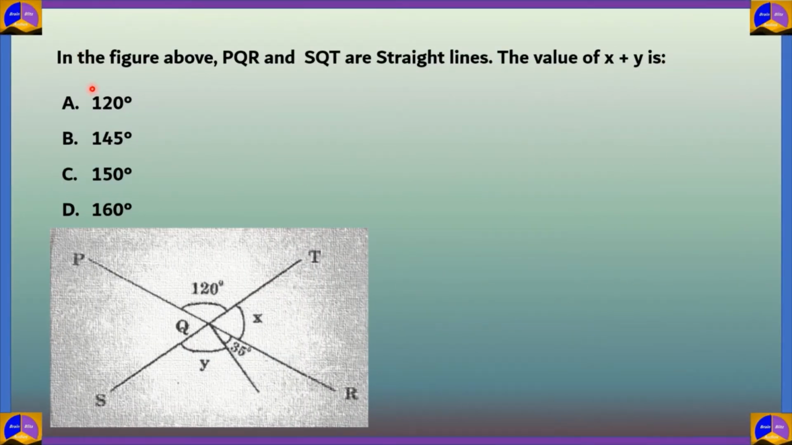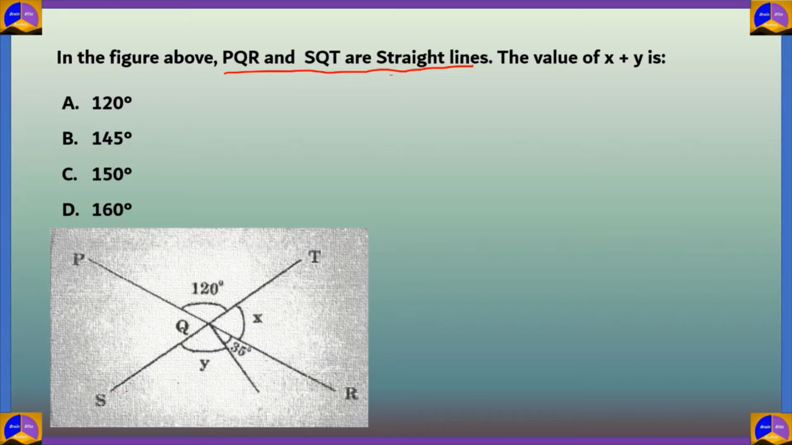Question number 1. In the figure above, PQR and SQT are straight lines. The value of x plus y is A. 120 degree, B. 145 degree, C. 150 degree, and D. 160 degree. Now, the important points to note are that PQR and SQT are straight lines.